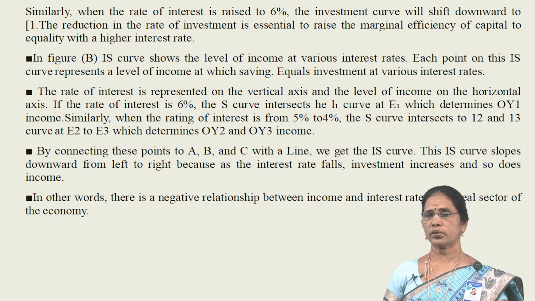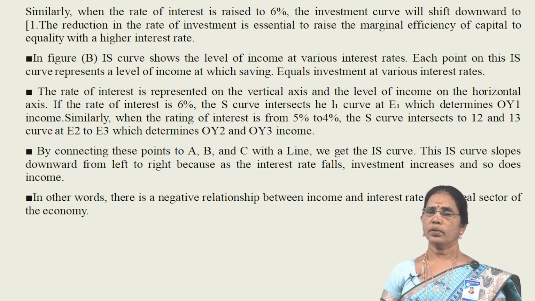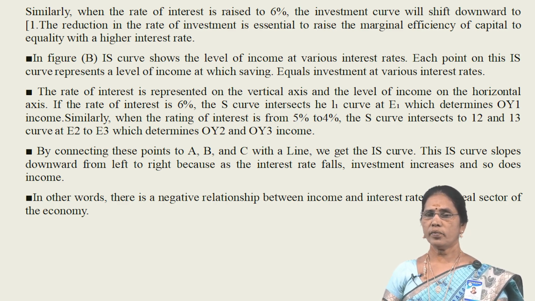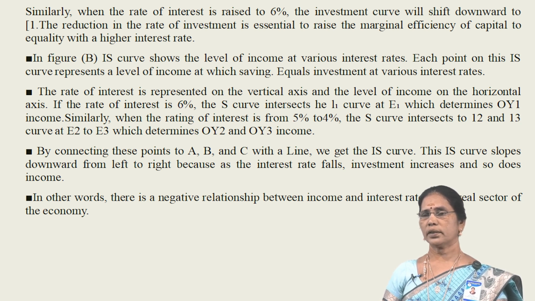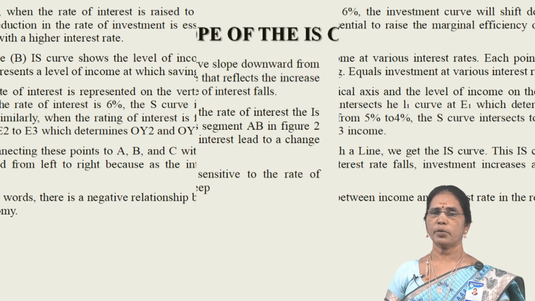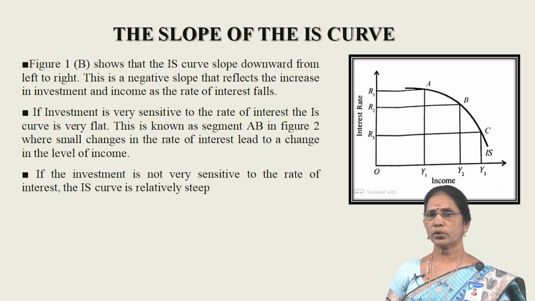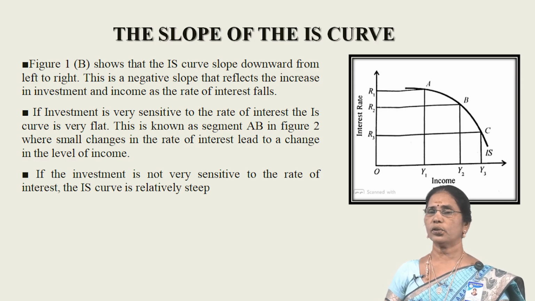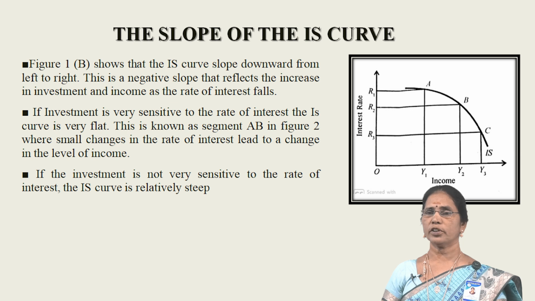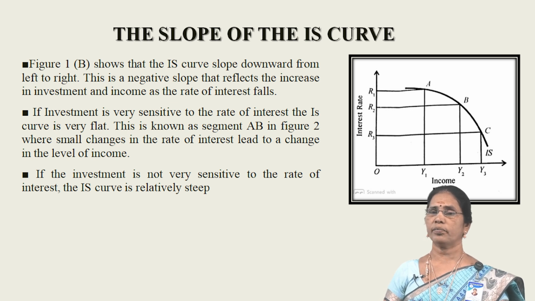This IS curve slopes downwards from left to right because as the interest rate falls, investment increases and so does income. In other words, there is a negative relationship between income and interest rate in the real sector of the economy. Now we have to see the slope of this IS curve. Figure B shows that the IS curve slopes downwards from left to right. This is a negative slope that reflects the increase in investment and income as the rate of interest falls.